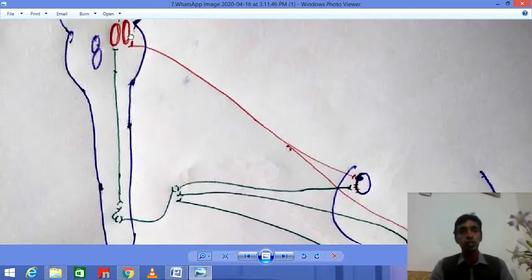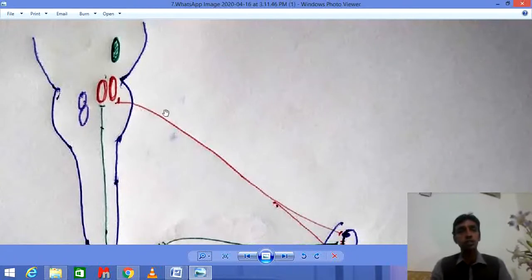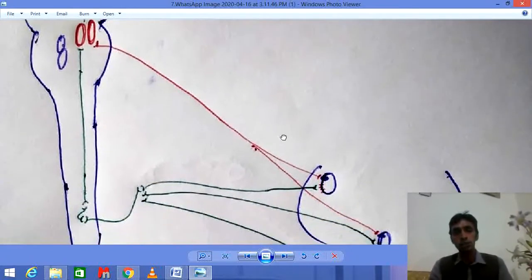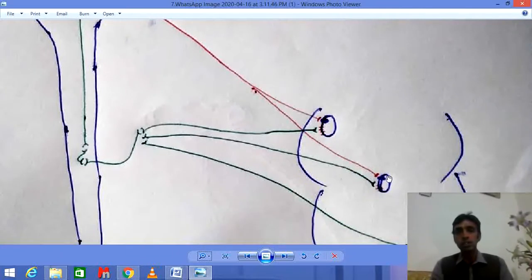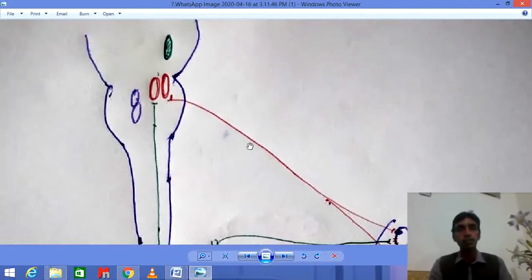So this is the cardio-inhibitory center. But sometimes the cardio-inhibitory center activates these M2 receptors. When these M2 receptors are activated, it will automatically lower the heart rate, and when the heart rate is decreased, the blood pressure will eventually decrease. So this is one feedback mechanism.